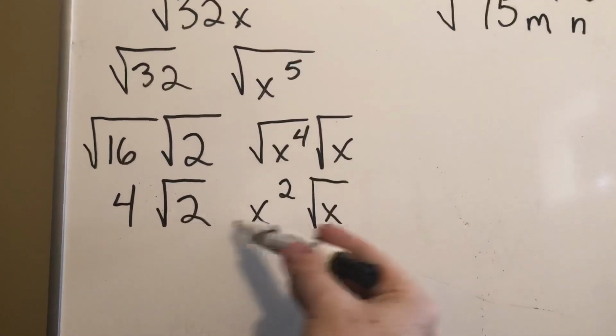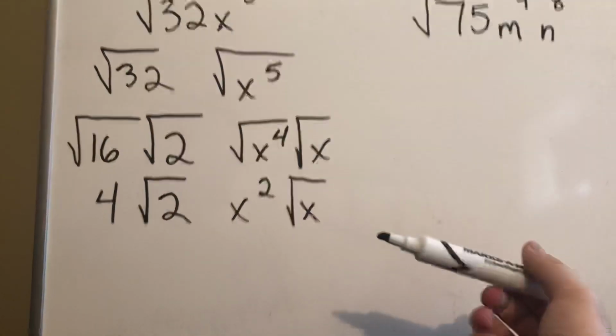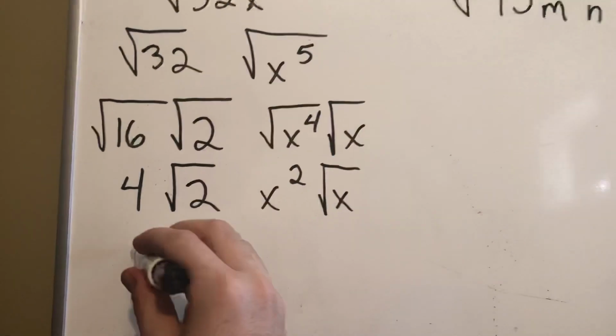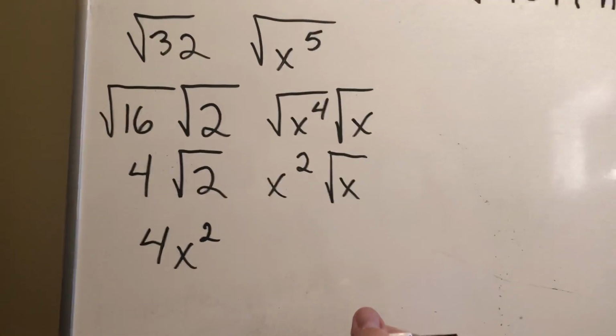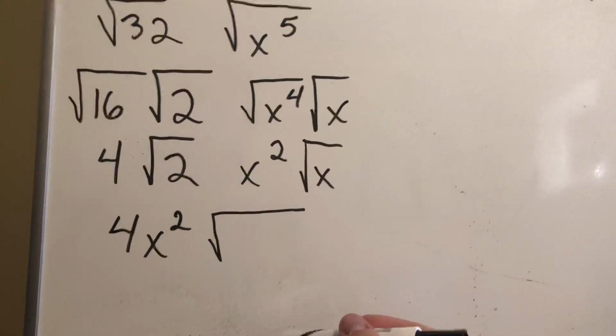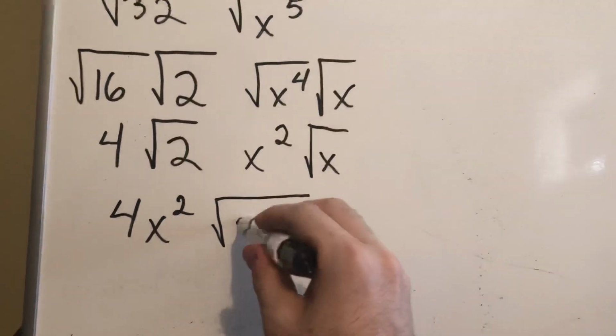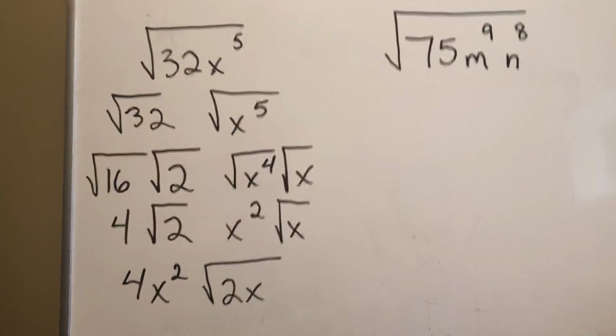So let's put this in the correct and simplest radical form. Everything that's not under a radical sign goes first. And we know that a coefficient goes before a variable, so we'll put 4x squared. And then let's combine these two radicals underneath one sign. I've got 2 and I've got x. It's going to be radical 2x. Pause if you need to.